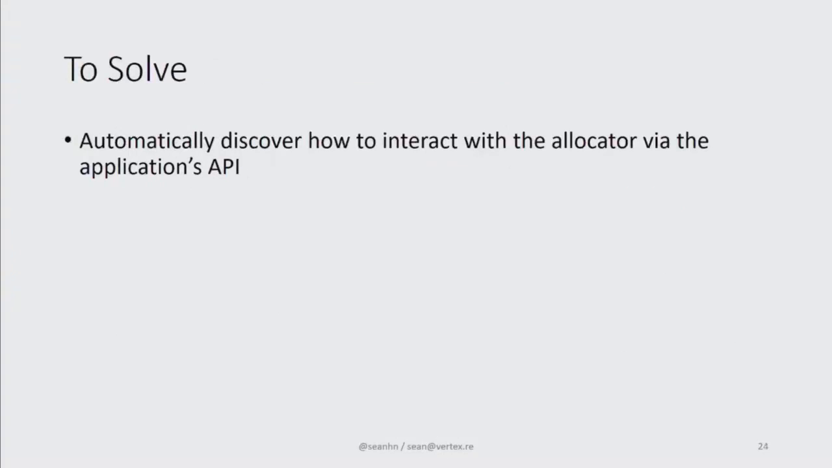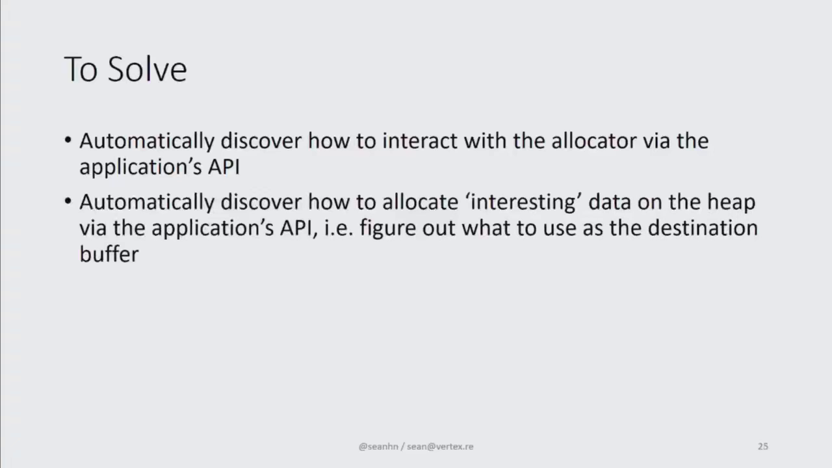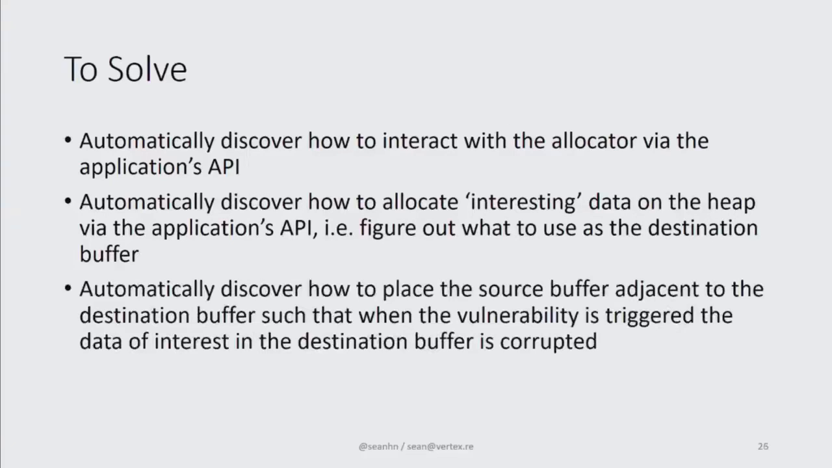Okay, so we need to solve 3 things. First of all, we need to discover how to interact with the allocator via the application's API, because, as I said, applications typically don't allow you to do that on purpose or directly or in a convenient fashion. We want to automatically discover how to allocate interesting data on the heap, so a corruption target, ideally. And then we need to automatically figure out how to place the source buffer adjacent to the thing we want to corrupt using what we discovered in the first 2 steps.